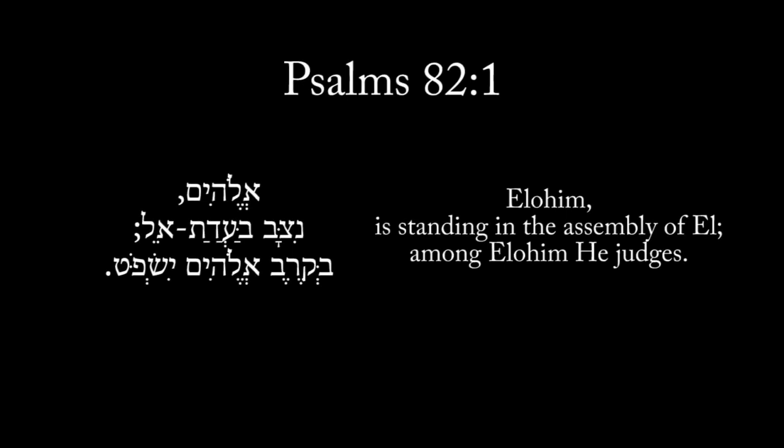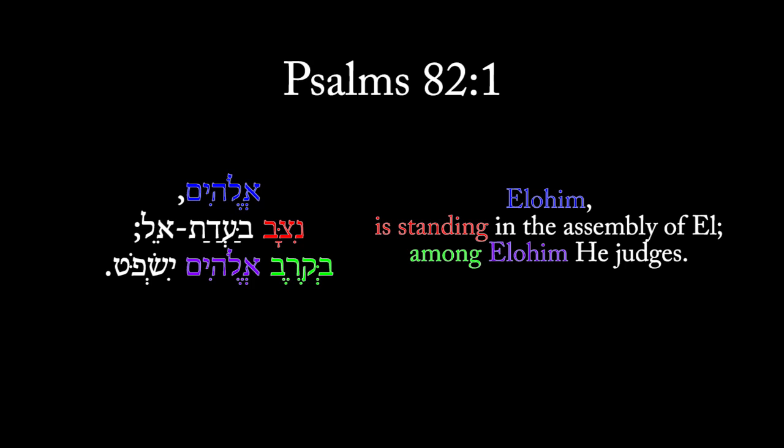But the best example in the Bible of the grammatical differences in the usage of Elohim is Psalms 82:1. Elohim nitzav ba'adat El, bekerev Elohim yishpot. Elohim is standing in the assembly of El. Among Elohim he judges. The first use of Elohim is singular, referring to one God, because the singular verb nitzav, or is standing, is being used. The second part of this verse, however, clearly references a pantheon of gods, because the preposition among, or bekerev, is used.